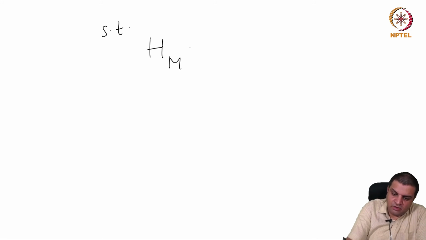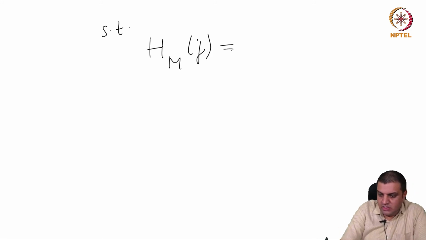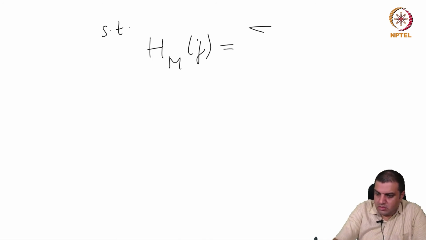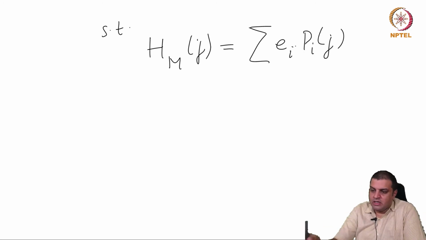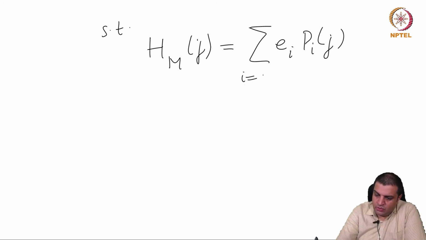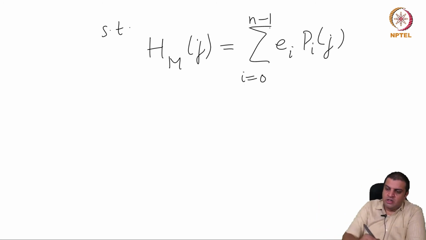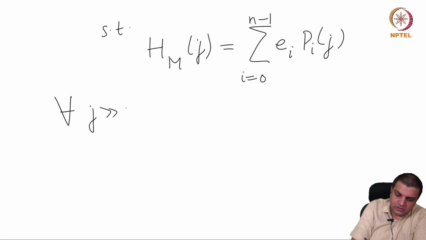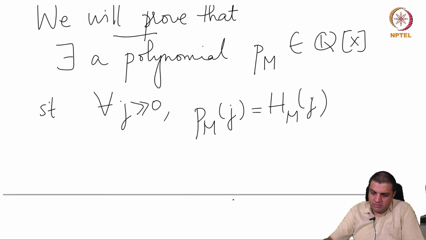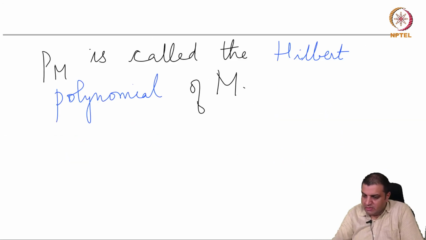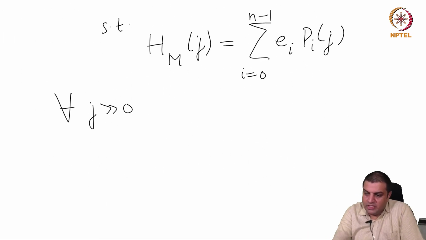the Hilbert function of M in degree j is equal to the sum of Ei Pi, where Pi is thought of as a function from Z to Z, evaluated at j, with i going from 0 to n minus 1, for all sufficiently large j. Okay, so this is the stronger version of this theorem. In other words, the Hilbert polynomial is an integral linear combination of these special binomial polynomials that we just defined. So this is what we will prove.